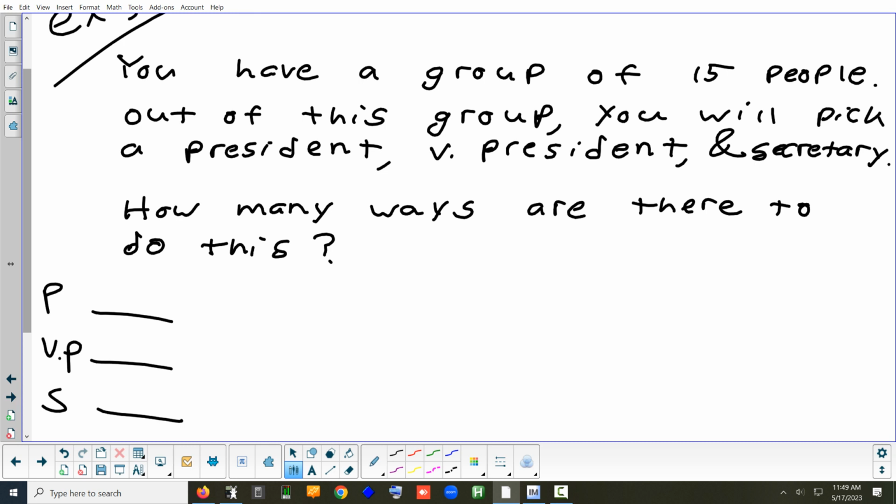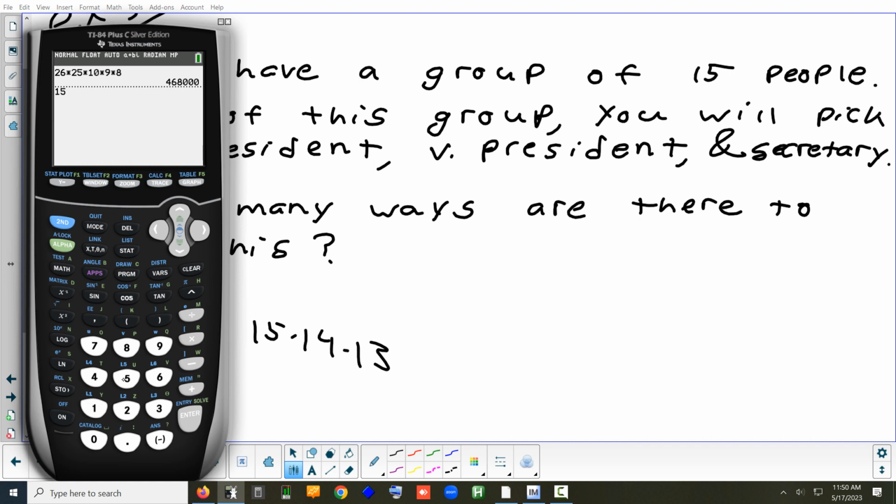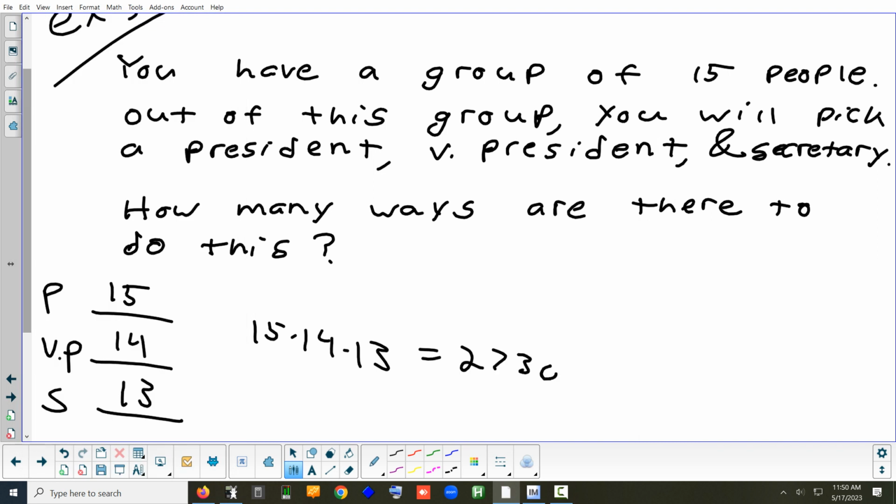How many ways can we pick the president? 15. And then once the president's picked, they can't be used for anything else. It doesn't say that, but I could always clarify something like that on a test. How many ways would there be to pick the vice president? 14. And then the secretary? 13. So it's 15 times 14 times 13, and that gives us 2,730 ways.